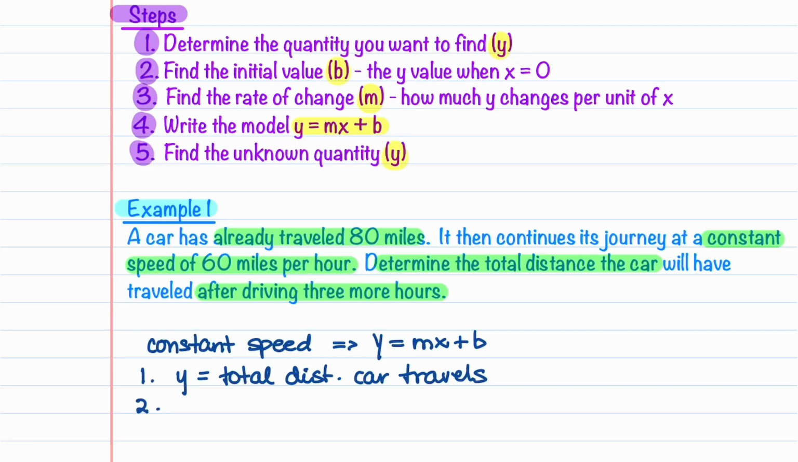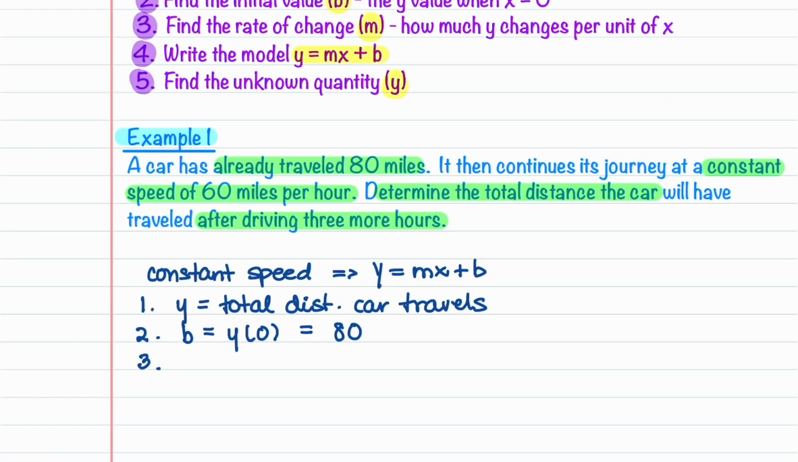And then our second step is to find our initial value, and that's equal to b, which is y at 0. So that means, in this case, what is the initial distance? So let's look at the first sentence in this problem. It says the car has already traveled 80 miles. So initially, our car will have traveled 80 miles, so we'll set y of 0 equal to 80.